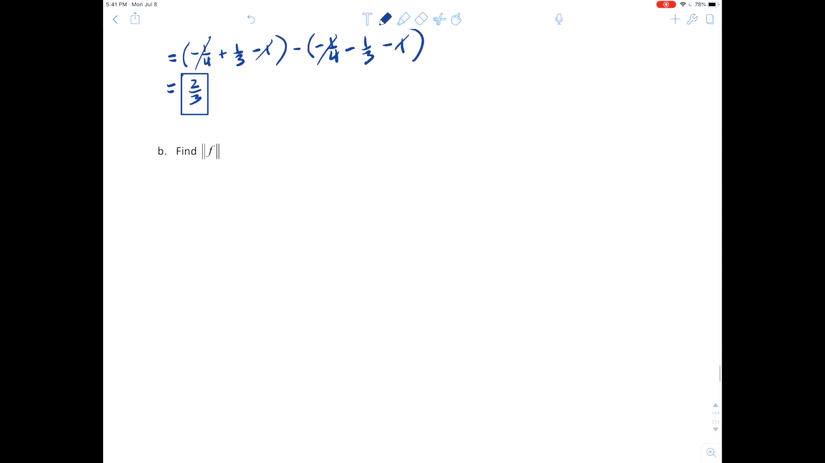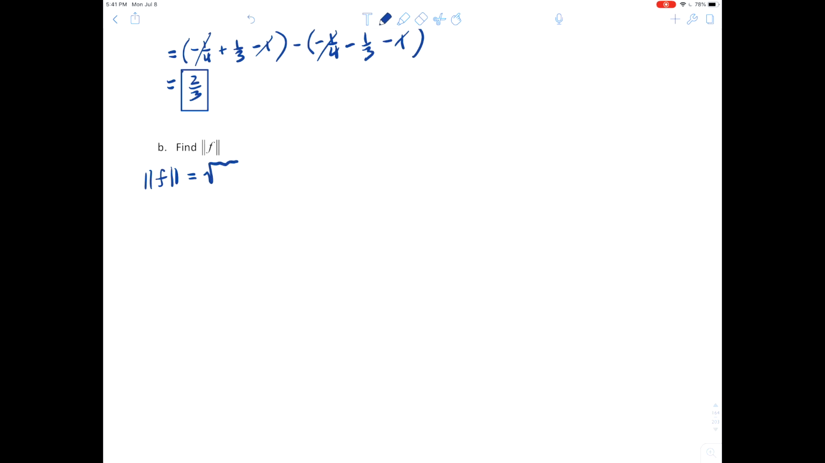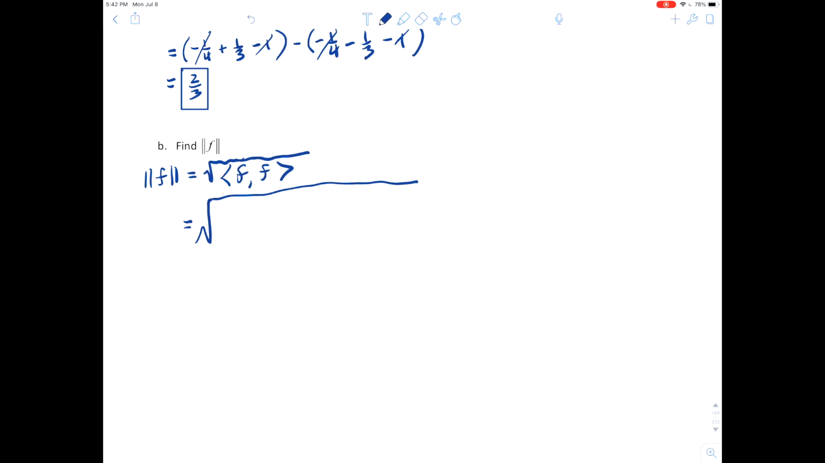Next up, the magnitude of f. So the magnitude of f is going to equal to what? The square root of the inner product of f with itself, right? And that in turn will be the integral from -1 to 1. Okay, so that's going to equal to, be careful, remember there's a square root around everything. So that's going to be the square root of the integral from -1 to 1 of -x times -x with respect to x. So that's going to be, what's that, x squared?